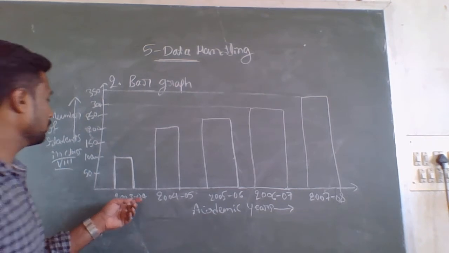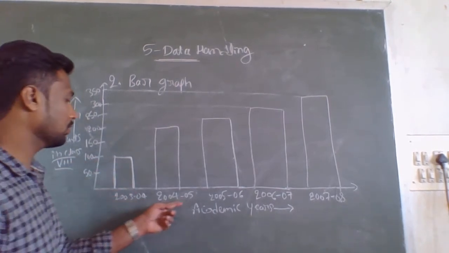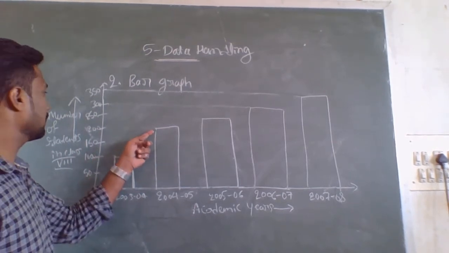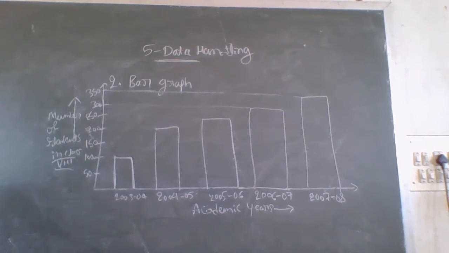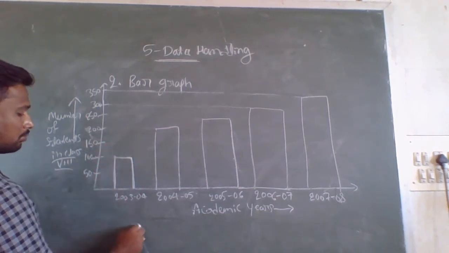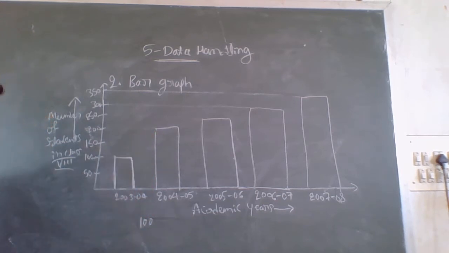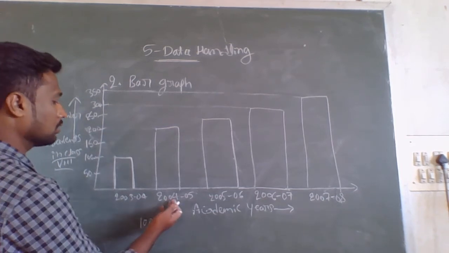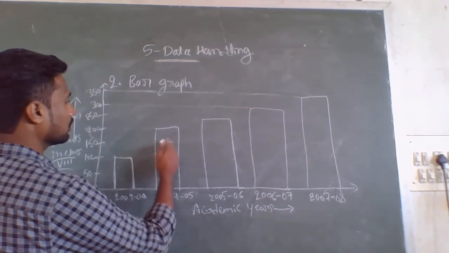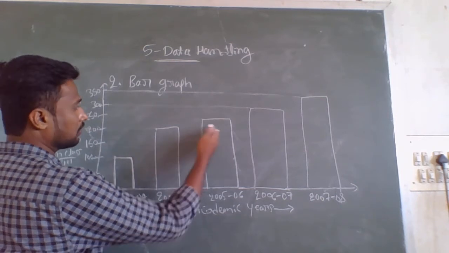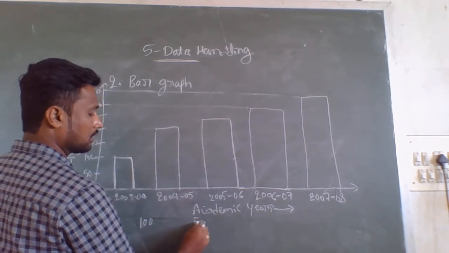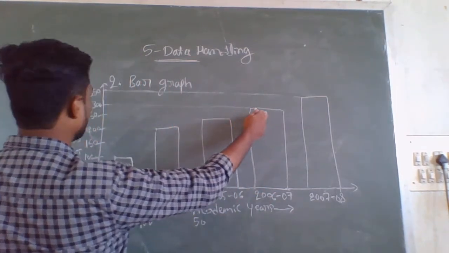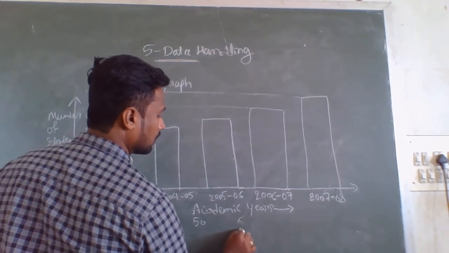Here 2003 to 4 it was 100 and 2004 to 5 it was 200. So what is the increase now? First it is 100, now it is 200, means there is increase of 100 students. Like this only check 2004 to 2005. First it is 200, now it is 250, means only 50 increase. Next 2005 to 6. Here it is 250, it is 300, means only increase of 50 students.